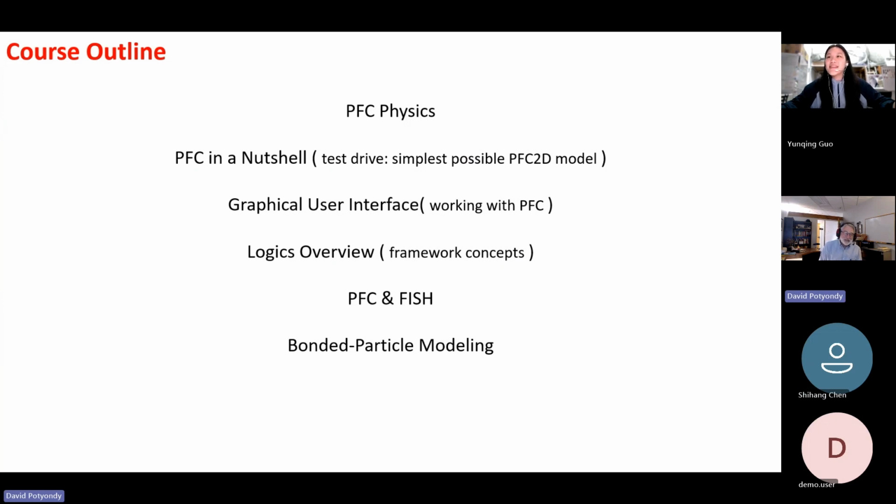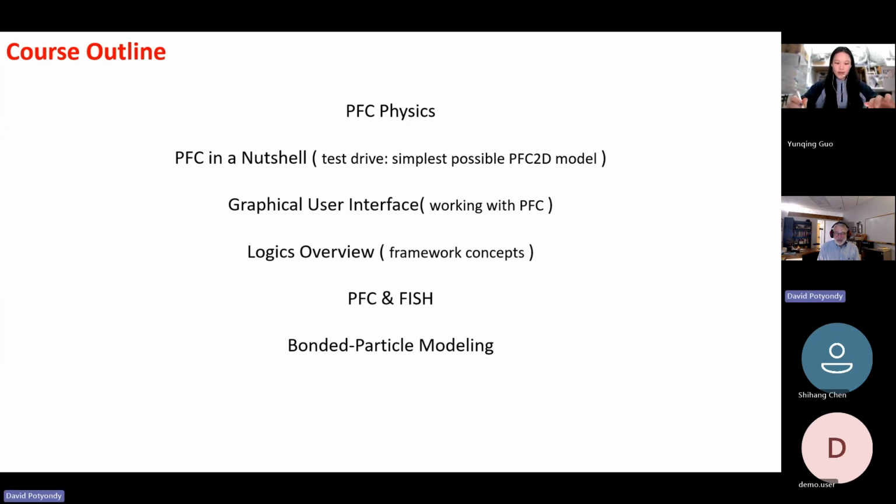Then the next time we get together, we're going to fire up PFC and begin building models. In the process of building models, we'll talk about all sorts of different things. But the idea is just to do a very, very simple model: make a cloud of particles, turn on gravity, let them fall into a box and form a stable pile. Things like that.